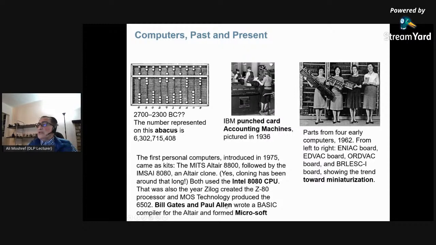And in 75, close to the end of the 70s, Bill Gates and Paul Allen wrote a BASIC compiler for Altair and for Microsoft. So this is what happened.